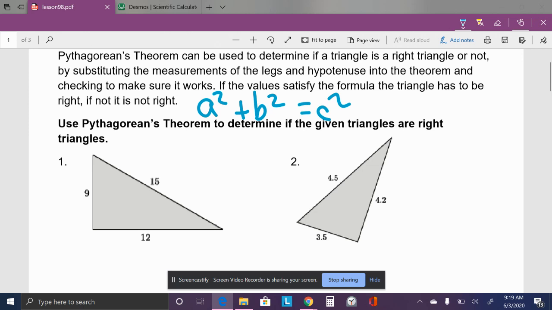Pythagorean's theorem can be used to determine if a triangle is a right triangle or not by substituting the legs and the hypotenuse in the theorem, right? That's what it says up top. That's basically what I just said. All right, so we're going to use this theorem to determine if the triangles are right triangles. And so we have to figure out first, where is the hypotenuse? That's the first thing we have to do.